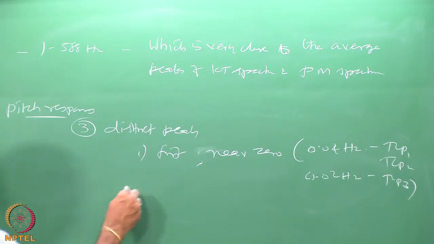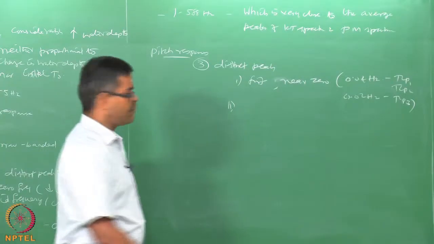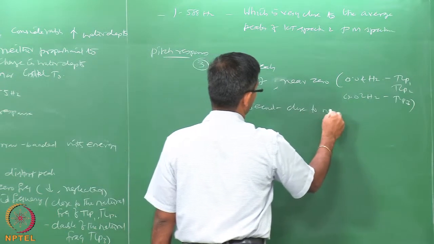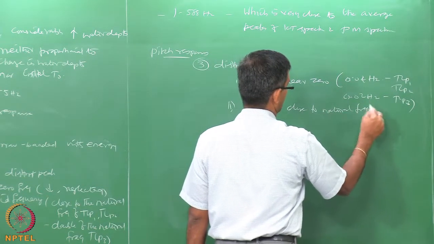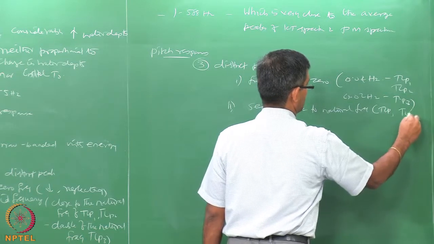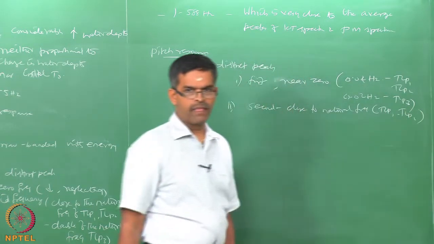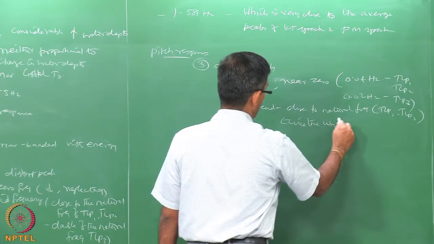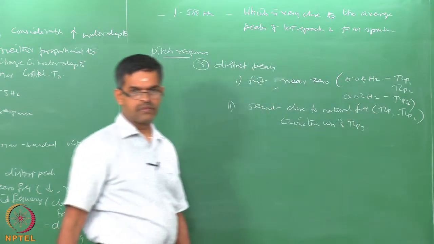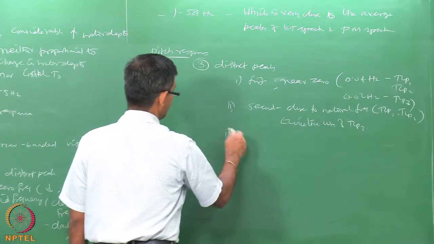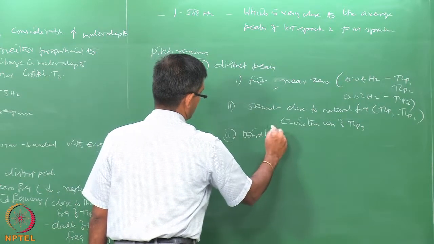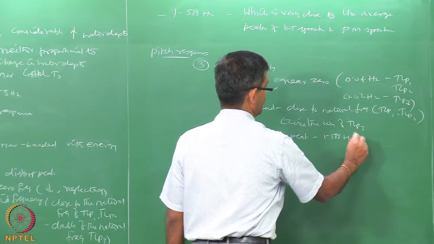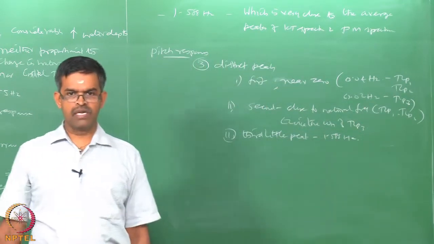The second one occurs close to natural frequency for at least TLP1 and TLP2 and twice the natural frequency for TLP3. The third little peak occurs at 1.588 hertz with average of PM and KT spectrum.